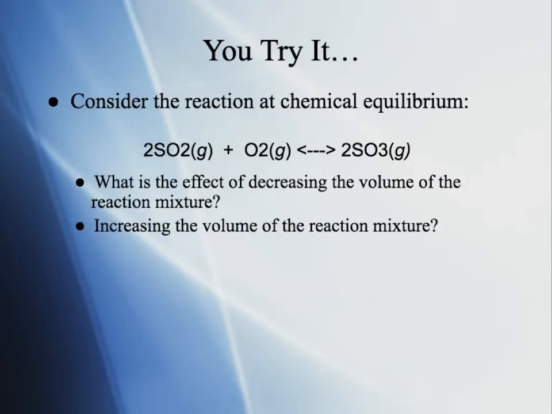Let's take a look at an example that you can try on your own. Consider the reaction at chemical equilibrium. So this reaction is at chemical equilibrium. It's a reversible reaction that has to do with gases. So SO2 plus oxygen is going to equal SO3. What is the effect of decreasing the volume? What is the effect of increasing the volume? You figured it out.